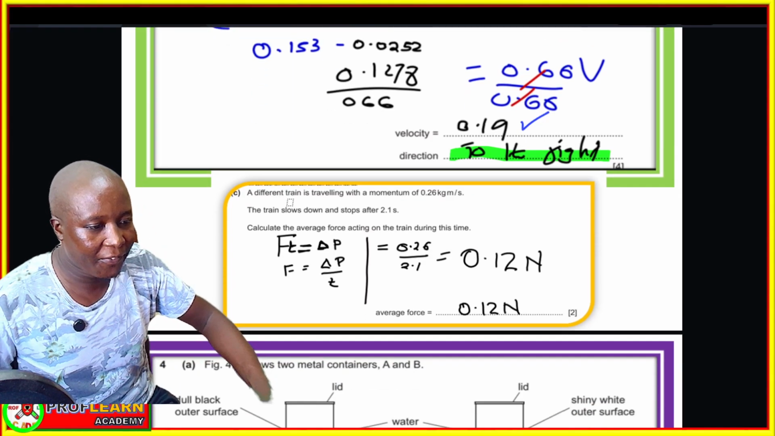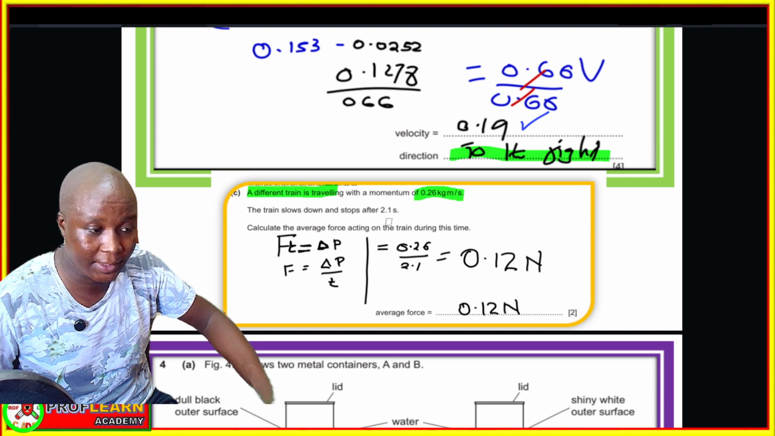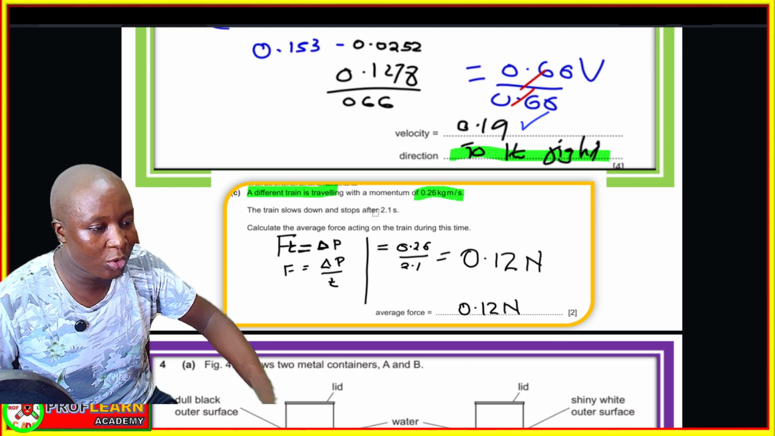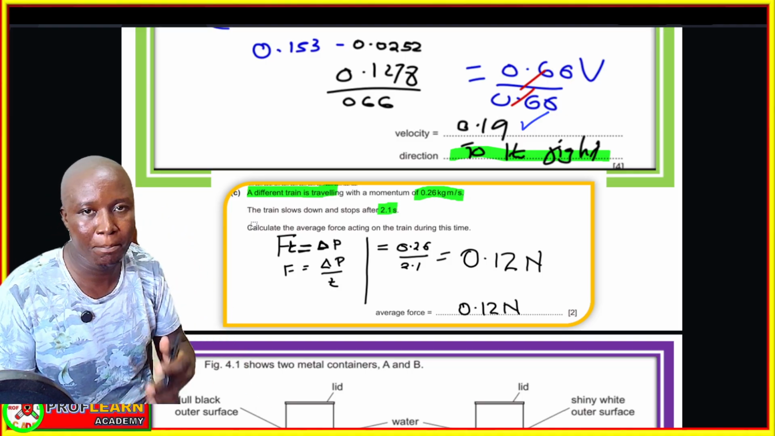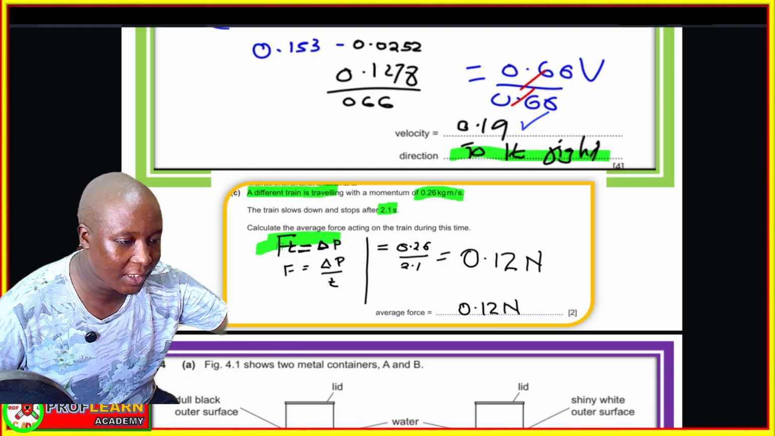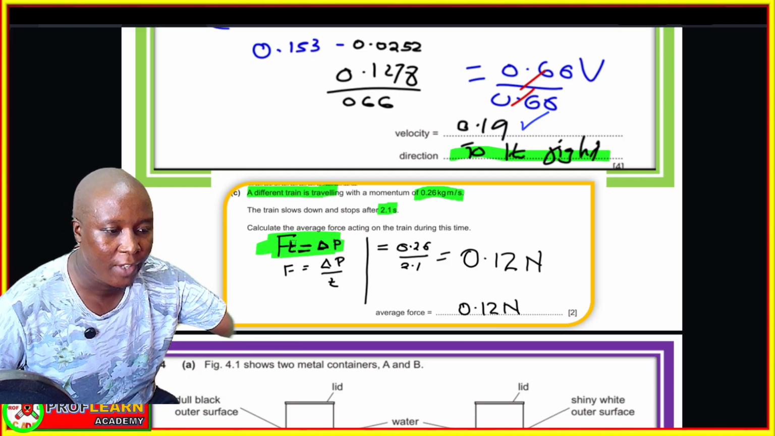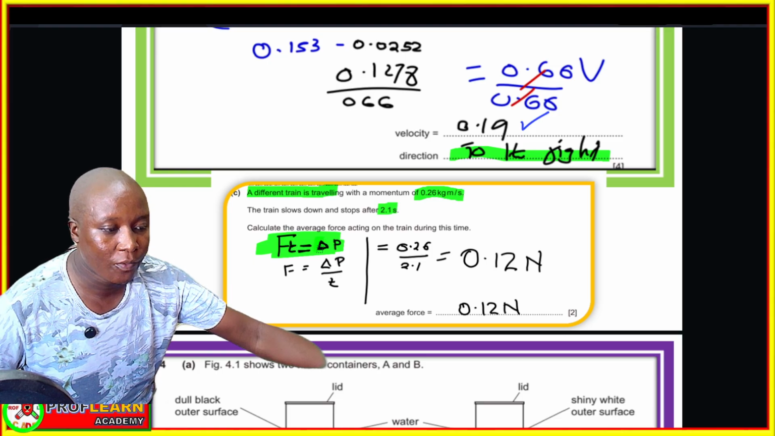A different train, traveling with a momentum of 0.26, slows down to stop after this. So we're going to use the concept of impulse. Impulse is change in momentum. Impulse is Ft, force times time, and that is equivalent to the change in momentum.